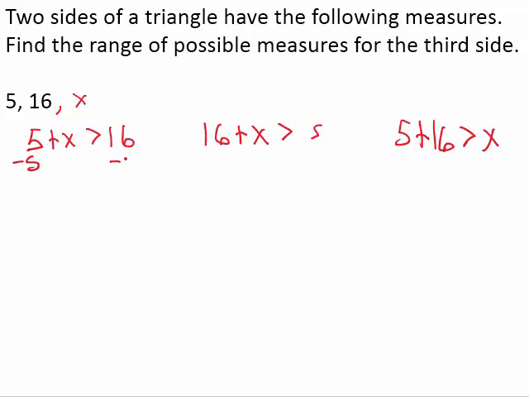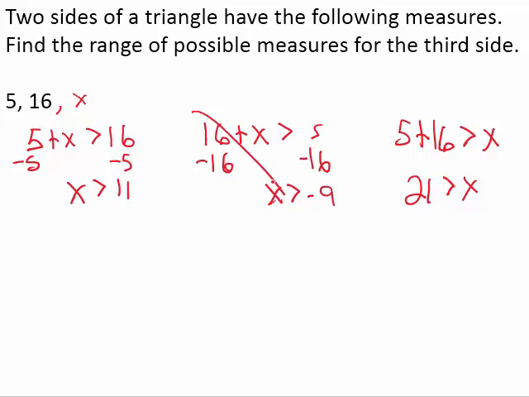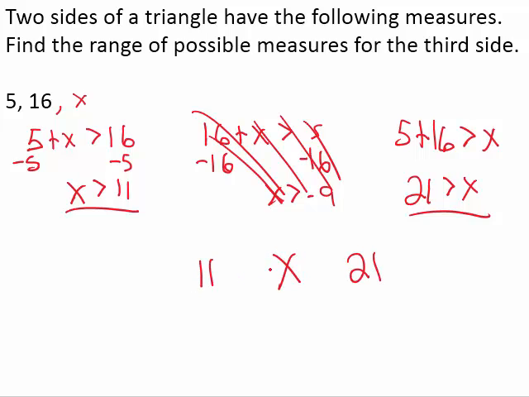We subtract 5 from both sides on this inequality. We get x is bigger than 11. This one we subtract 16 from both sides. We end up with x is bigger than -9. And on the last one, 5 plus 16 is 21. We end up with 21 is bigger than x. We're going to disregard our negative values. So this means x has to be bigger than 11 and less than 21, which means x is between 11 and 21.